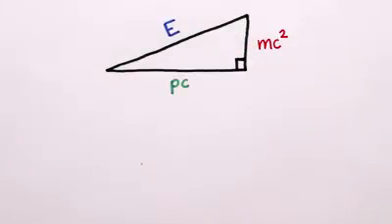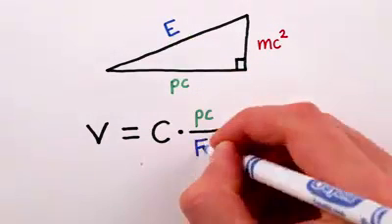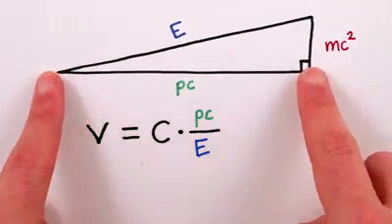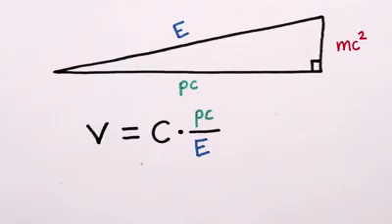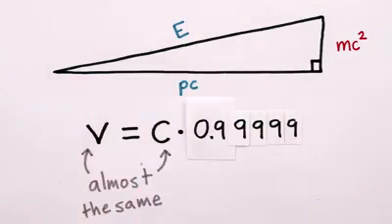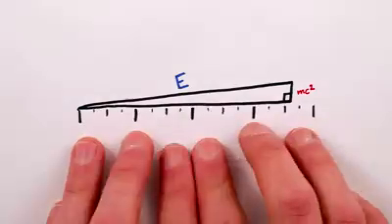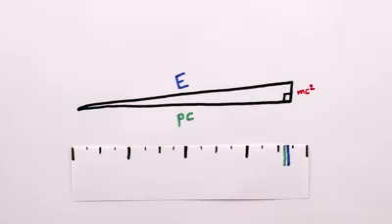Anyway, as an example, an object's velocity is equal to the speed of light times the ratio of the object's momentum to energy, or pc over E. If your momentum increases, pc gets closer and closer to equaling your energy, so their ratio gets closer and closer to being 1, and your speed gets closer and closer to light speed. But because of that tiny little bit of mass, the momentum side of the triangle will always be a little bit smaller than the energy side.